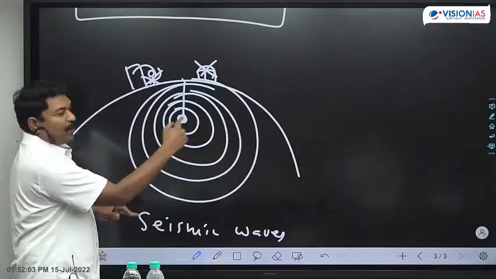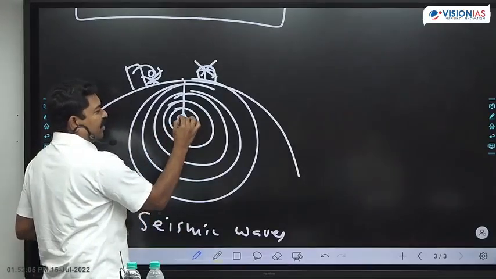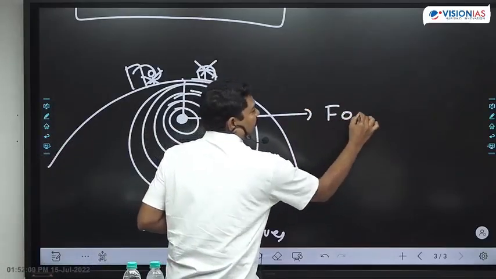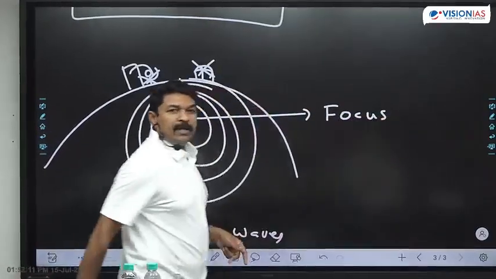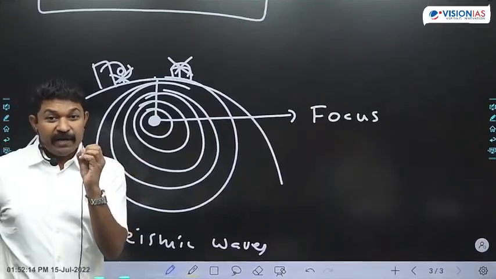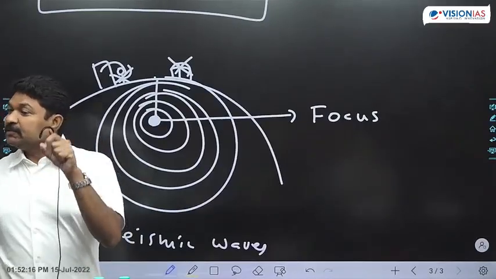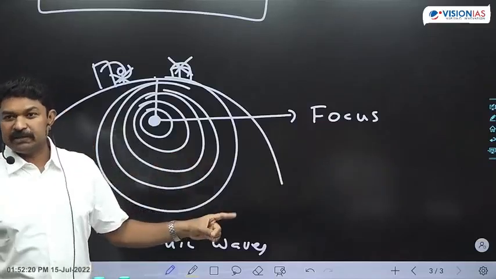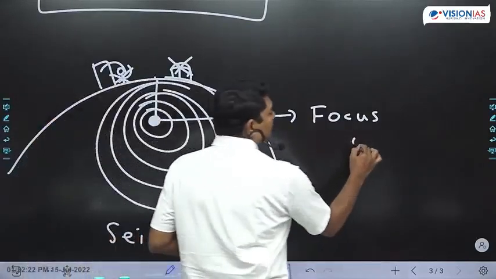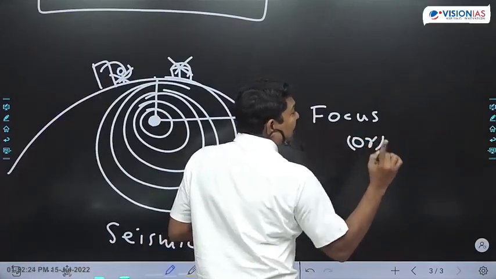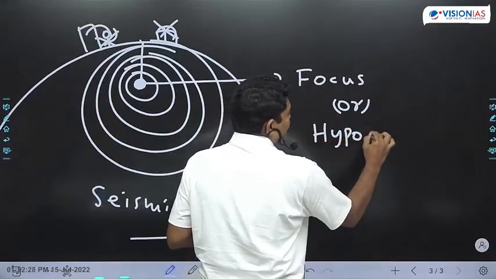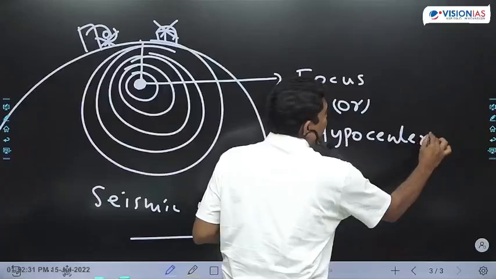These are the points, and the points are very important. The point where the strain energy is released is called the focus. Which energy got released? Strain energy. The point where the strain energy is released is called the focus. This focus is also called the hypocenter.